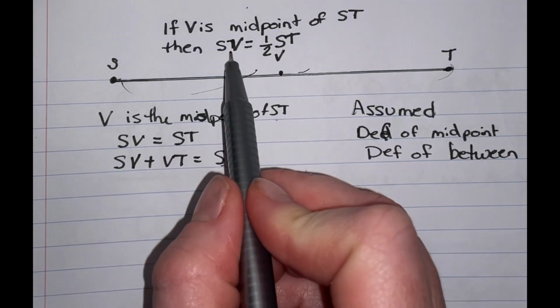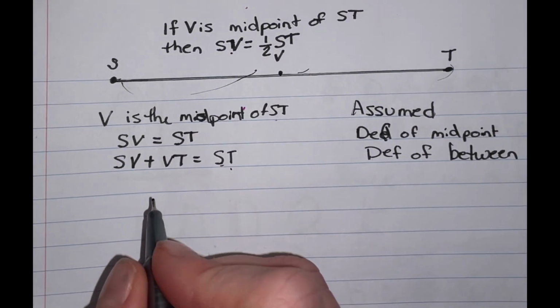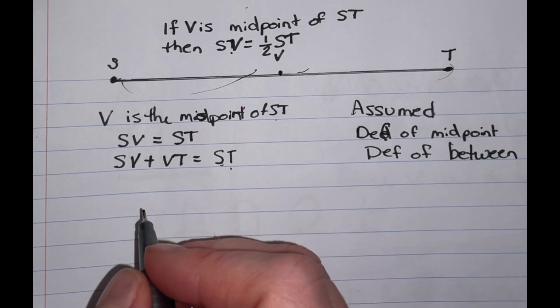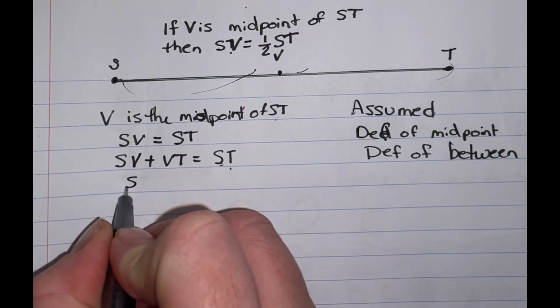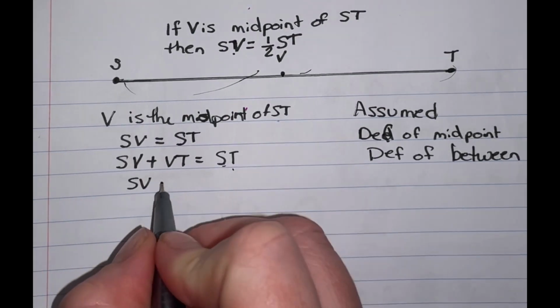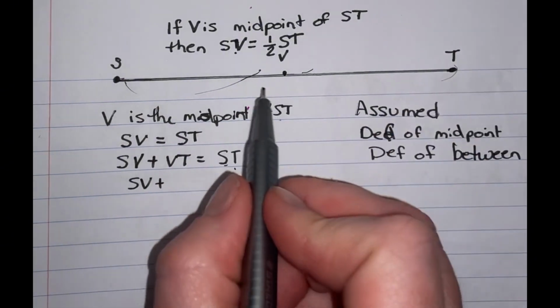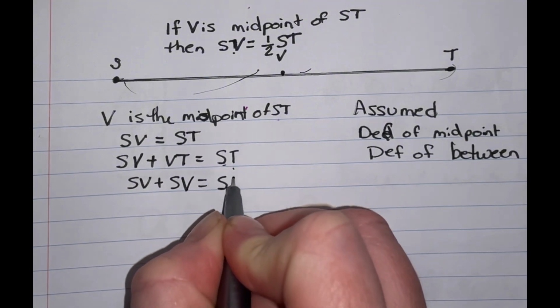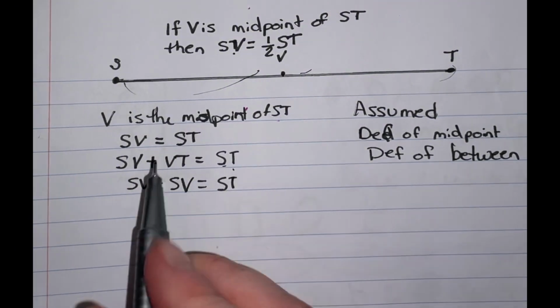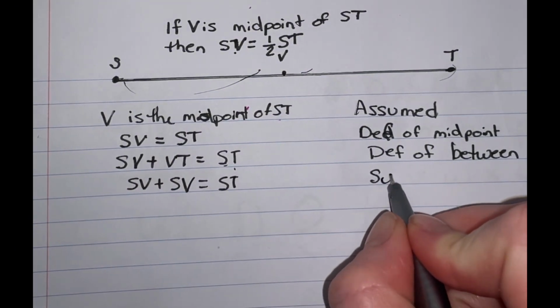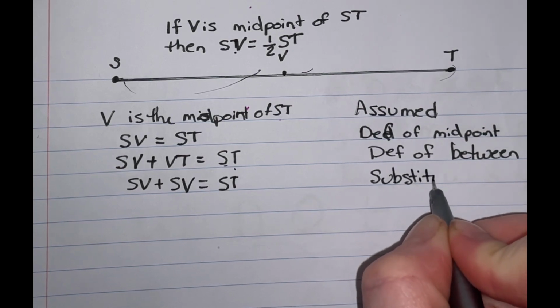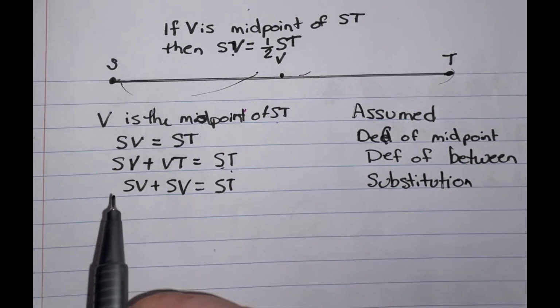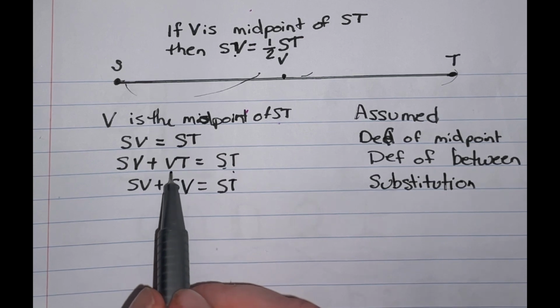Okay, so we are going to be doing SV this time. Sorry, I wanted to make sure I followed this right. So SV plus, because VT is the same as SV, we know that SV plus SV equals ST. And we know that through substitution, because we substituted this right here.